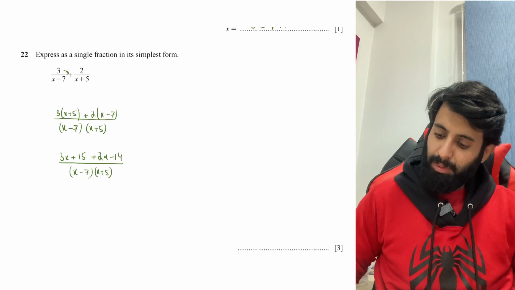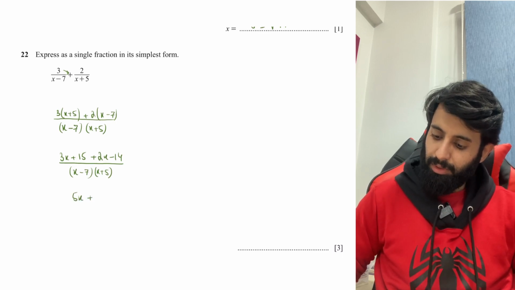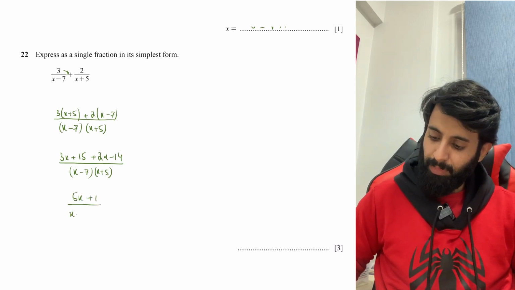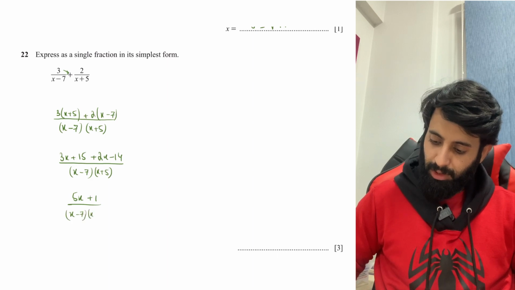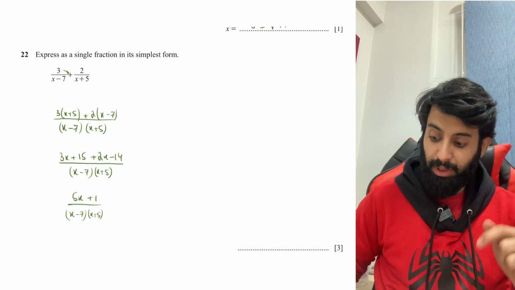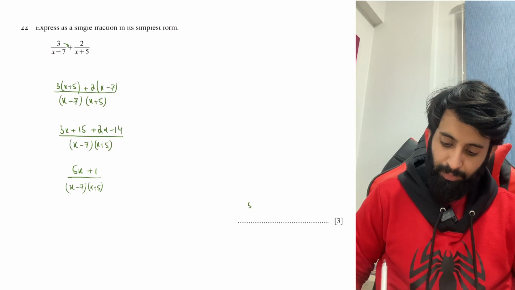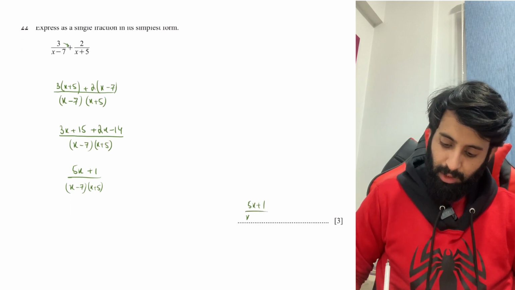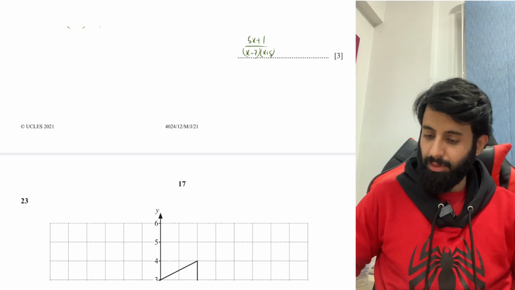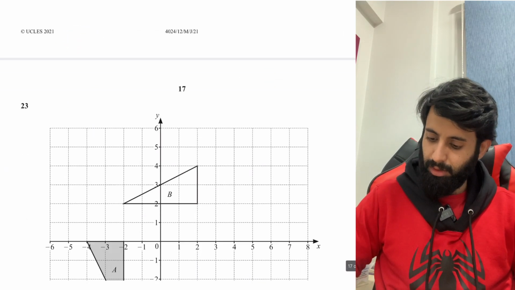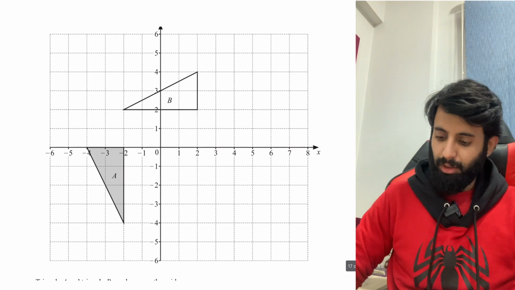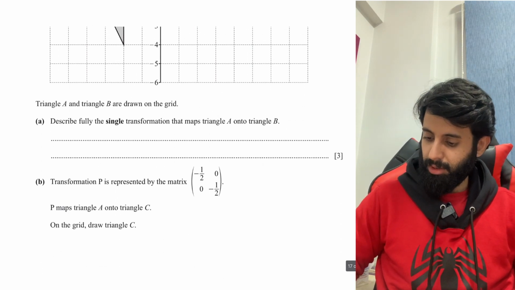Okay, 3x plus 2x is 5x. 15 minus 14 is plus 1, over x minus 7 times x plus 5. So I'll write it over here: 5x plus 1 over x minus 7 times x plus 5, and there you go. That's the final and the correct answer. Yeah, great.